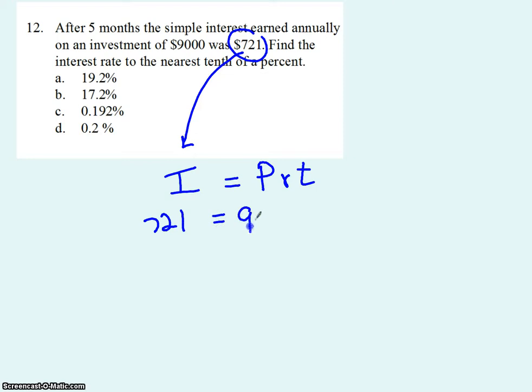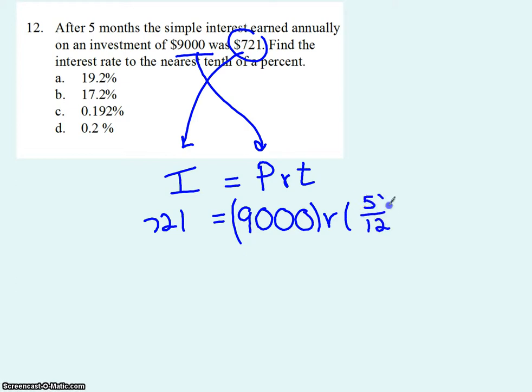They told me they invested $9,000. That's this right here. They didn't tell me the interest rate, but they did tell me that it was 5 months. Well, how many years is 5 months? Because the T is the time in years. So I'll just write 5/12. That's how many years 5 months is.